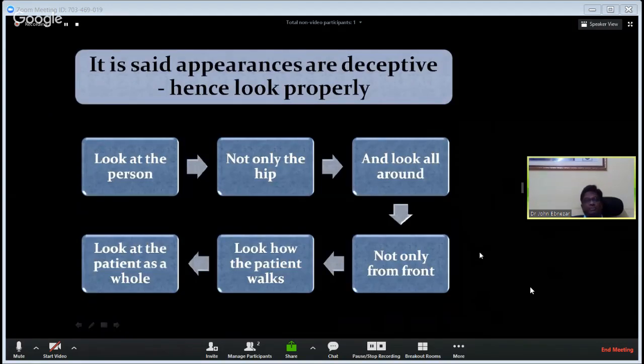It is said that appearances are always deceptive. Hence, we need to look properly. Look at the person, not just the hip joint, and look all around, not only from the front. Look how the patient walks. Look at the patient as a whole. This is extremely important. You have to look at the person, not just at the hip joint, because there are so many things you can pick up from looking at the patient.